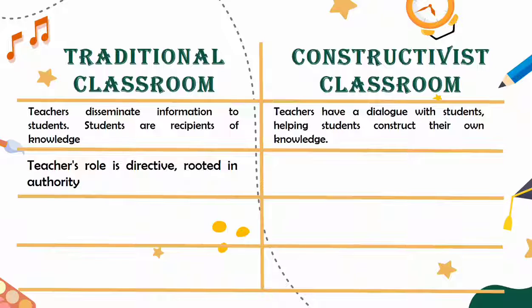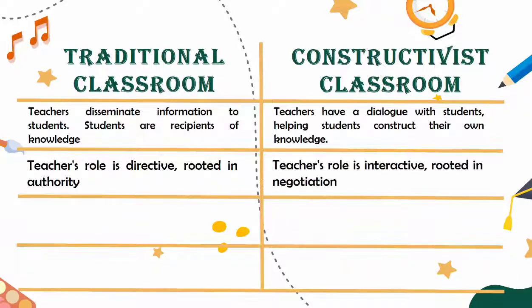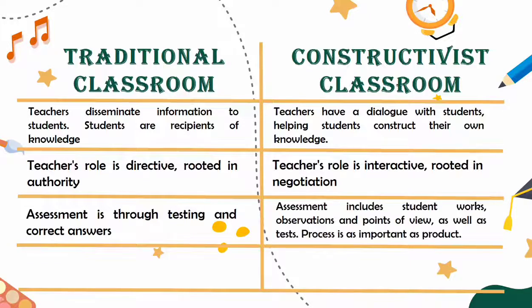In a traditional classroom, the teacher's role is directive. It is rooted in authority. While in a constructivist classroom, the teacher's role is interactive. It's rooted in negotiation. In a traditional classroom, assessment is through testing and correct answers, while in a constructivist classroom, the assessment includes students' works, observations, and points of view as well as tests. And process is as important as product.